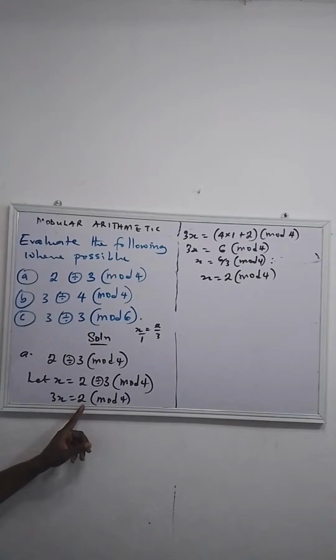So 3 cannot go in 10. So you consider another thing. 3 times 4, that is 12. So 12 plus 2, that is 14. 3 will not go in it.